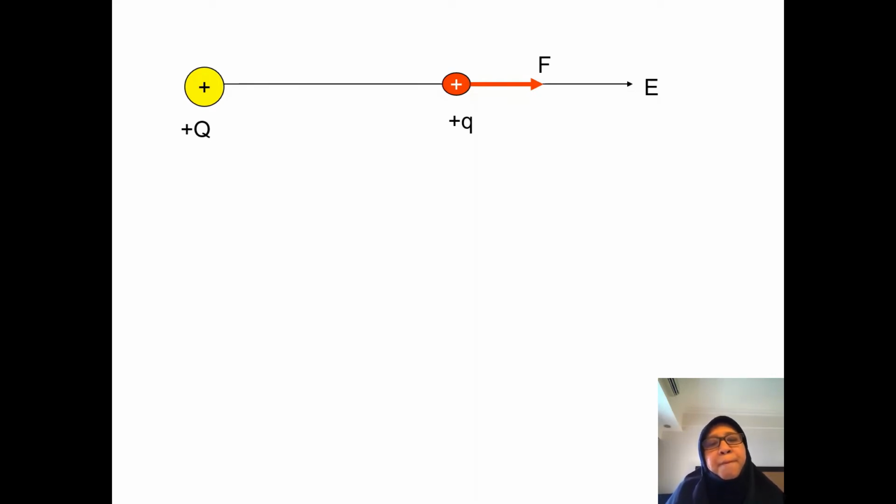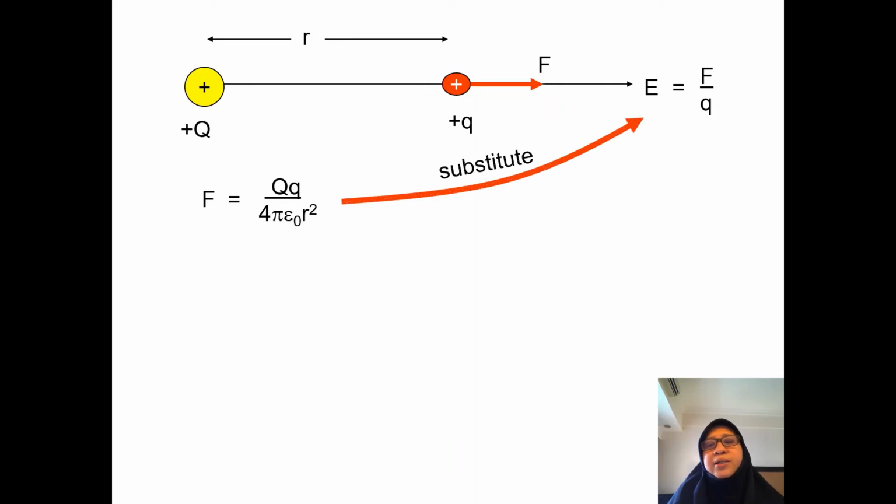Okay, so now we use the definition of electric field equals F per q. Let's say the distance between them is r. So we substitute Coulomb's law here, Qq per 4 pi epsilon naught r squared, into the definition. What do we get?